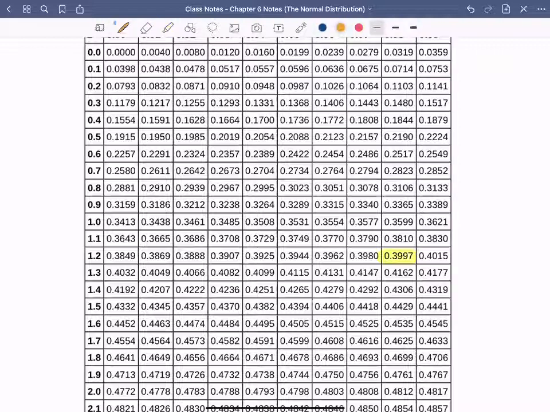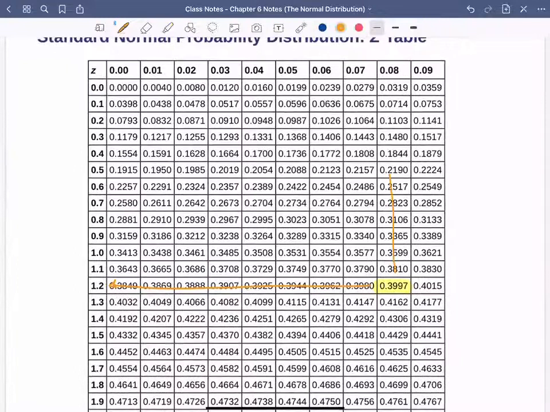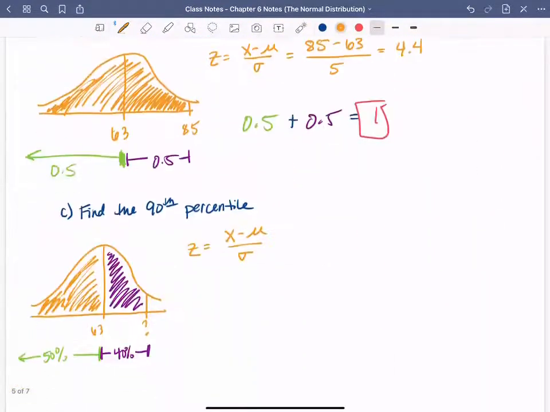So we're going to look at the number 1.2, and then we have 0.08. So we are at 1.28. That is our Z value to find that 40%, or that 0.4000. So we know that our Z value, the 1.28, gives us the 0.3907, or 97, sorry, 97.